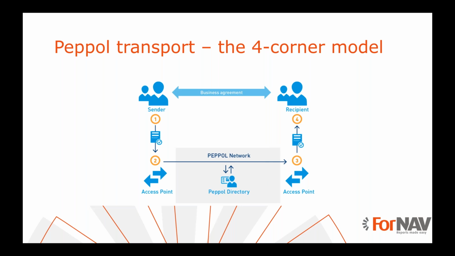The other parts are the access points, which, by the way, is why it's called the four-corner model: there's a sender and receiver, and then there's the access point in between. So it's pretty simple. But when you think about the access points, think about how you do email. Access points are the equivalent of having an email server, and you need one whenever you send and receive mail over the internet. Again, the access points are approved by Peppol, so we are approved by Peppol to have an access point, and that's validated.